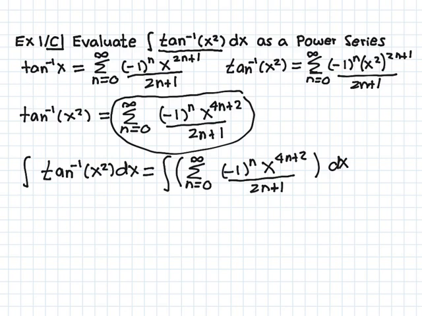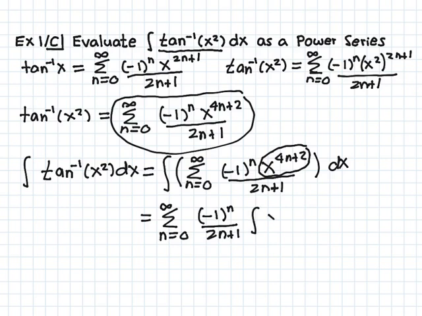Now, we know that the integral of a sum is the sum of the integrals. So we reverse the order of integration and summation. So that's going to be equal to summation n equals 0 to infinity, negative 1 to the power of n, divided by 2n plus 1. The only thing that gets integrated is a term that involves x. The rest is a constant that just goes in the front. So integral of x to the power of 4n plus 2 dx. Notice we didn't expand it term by term like we used to. This way is much more efficient because we can just get a closed form for the new integral, the integral of tan minus 1 of x squared dx.